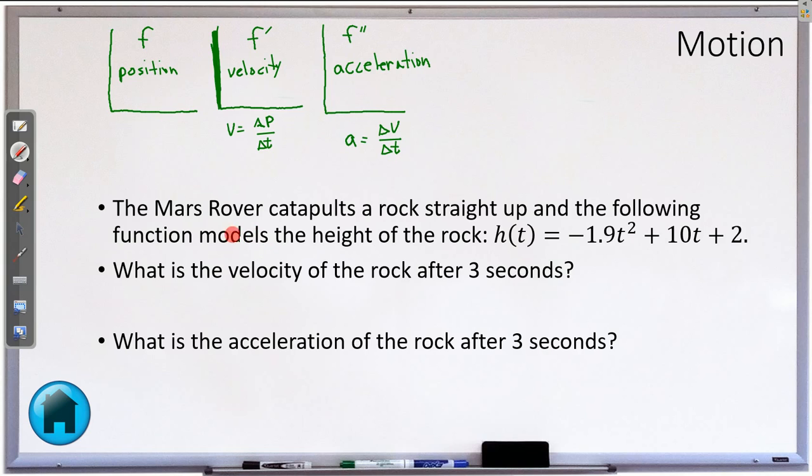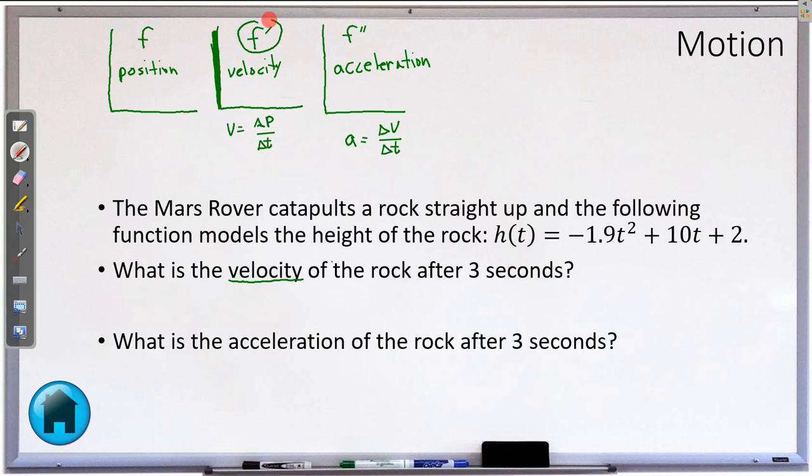So now we got enough information to talk about this Mars rover. So the Mars rover catapults a rock straight up, and the following function models the height of the rock. H at t is equal to negative 1.9 t squared plus 10t plus 2. What is the velocity of the rock after 3 seconds? So I want velocity.